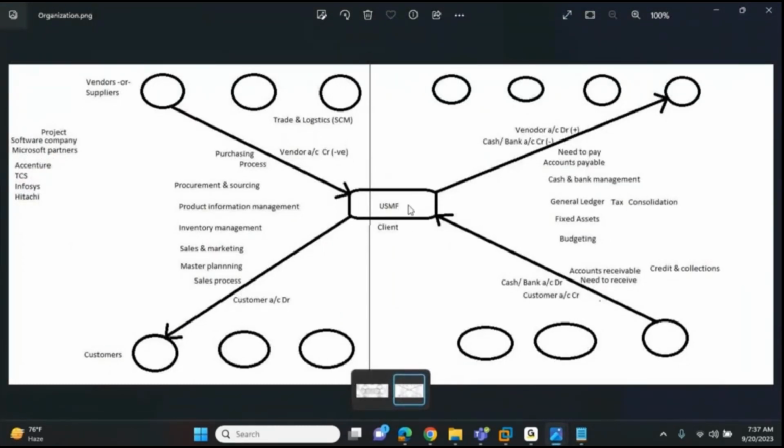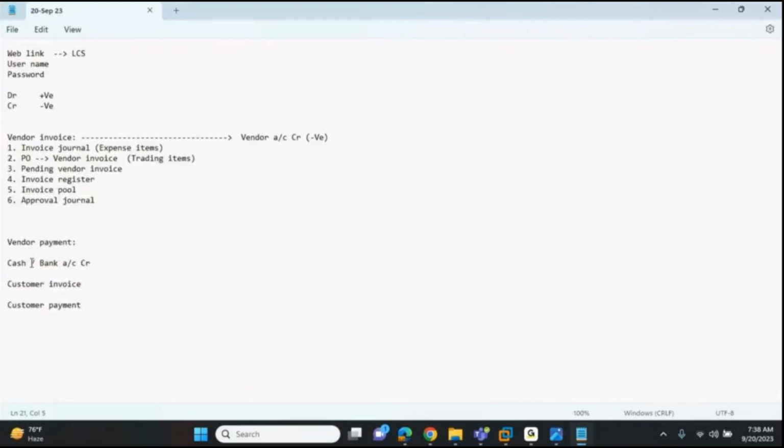Because I'll do payment to the vendor, my money will be decreased. My money is in the form of cash or bank, so it will be decreased. So at the time of vendor payment, cash or bank will be credited. At the time of invoice, vendor account will be credited. At the time of vendor payment, my cash balance or bank balance will be decreased.